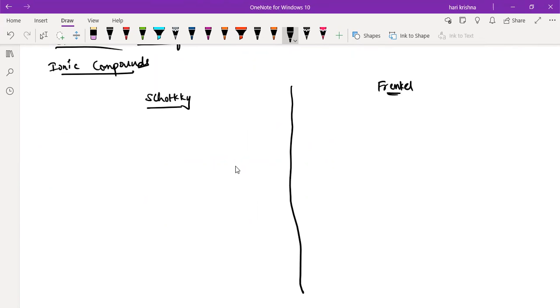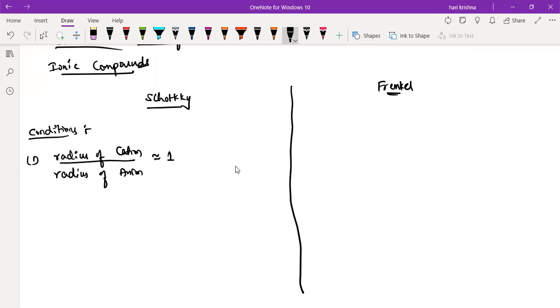Now, I will write the important conditions and the consequences also. Because whenever you are studying the defects, you have to remember the conditions as well as the consequences of the defect. So the first one is the conditions. First one is the radius of cation by the radius of anion should be approximately equal to 1. That means the size of the cation should be approximately equal to the size of the anion. In those types of ionic compounds only, the Schottky defect is possible. Clear? First point.